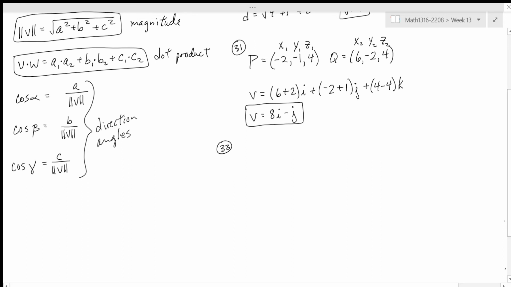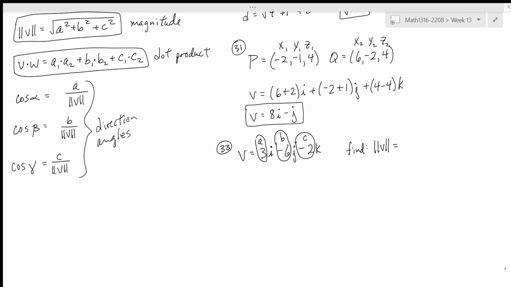Let's see here. 33. And this time they give me a vector, 3i minus 6j minus 2k. And it says find the magnitude. So let's go ahead and label this. A is 3. B is -6. C is -2. And I do have a magnitude formula. And we're going to plug and play.